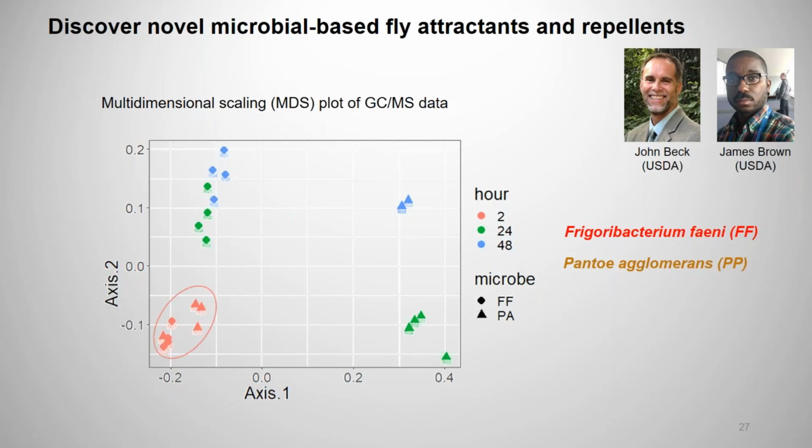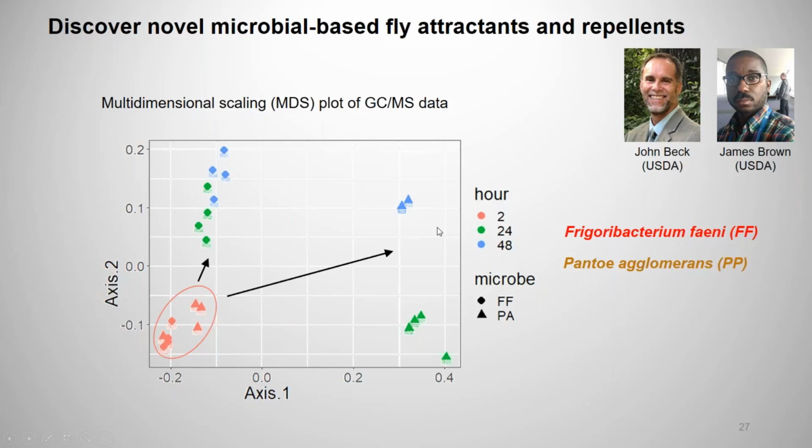But over 24 hours, overnight, you can see that the repellent microbes, the one in circle, FF, would change the volatile profile to here, and it's sustained that way after 48 hours. So this is the volatile profile of the repellent microbes. The attractant microbes, on the other hand, have very distinct volatile profiles. After 24 hours, they shift very differently. And then in 48 hours, it changed further.